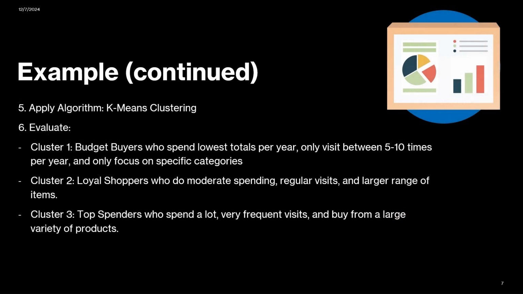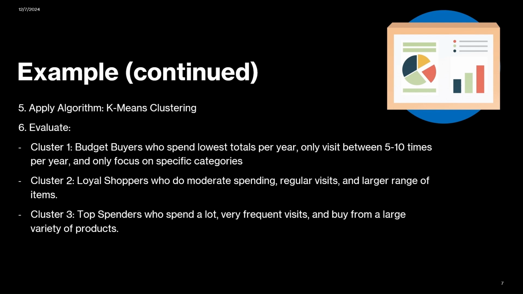Our next set of steps here, we're going to apply our algorithm, which is going to be the k-means clustering. For our next step, as you can see, we broke down 3 different clusters. Our first one is our budget buyers. They're the ones who spend the lowest totals per year. They only visit between 5 to 10 times per year, and they only focus on specific categories.